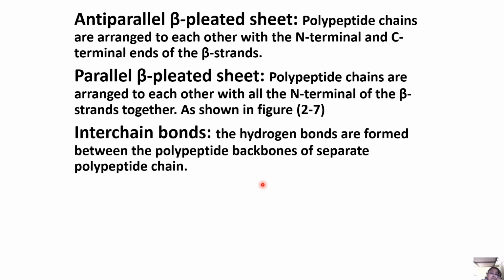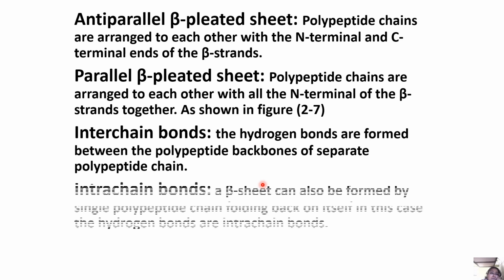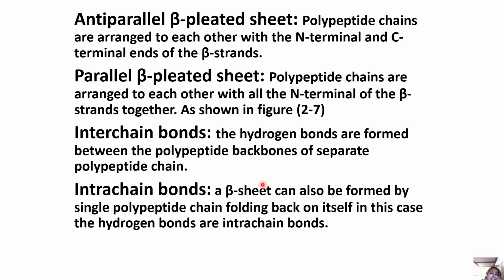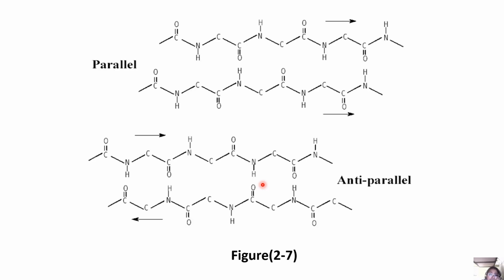And then the interchain bonds. The hydrogen bonds are formed between the polypeptide backbones of several polypeptide chains. A beta sheet can also be formed by a single polypeptide chain folding back on itself. In this case, the hydrogen bonds are intrachain bonds. So these are parallel and these are antiparallel beta sheets.